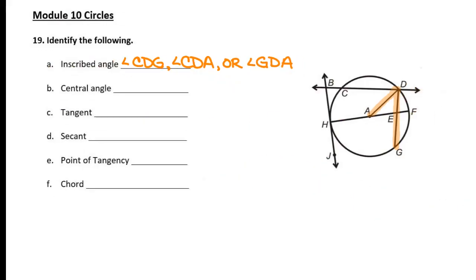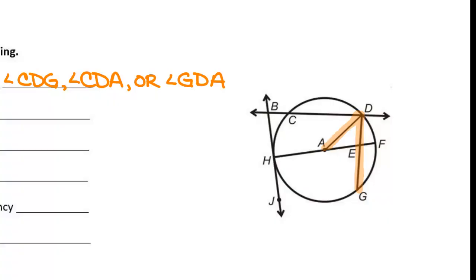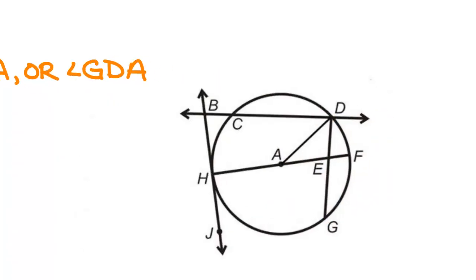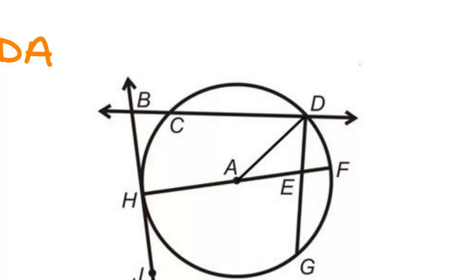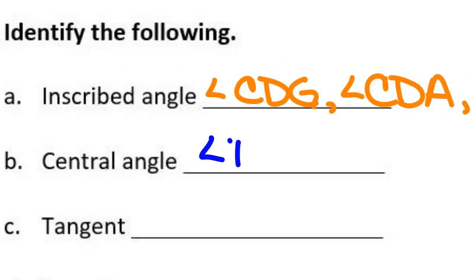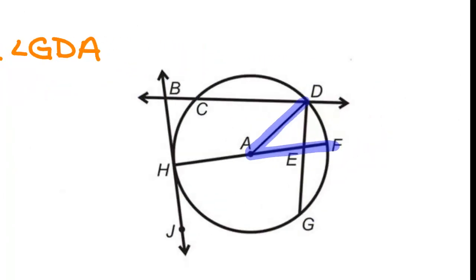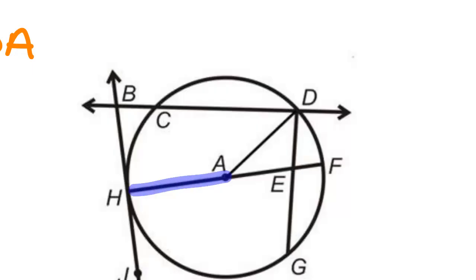All right. Central angles. Central angles have their vertex at the center of the circle. So this angle right here, angle DAF, would be a central angle. Or there's another angle shown there that is a central angle. We could look at this angle right here, angle HAD.